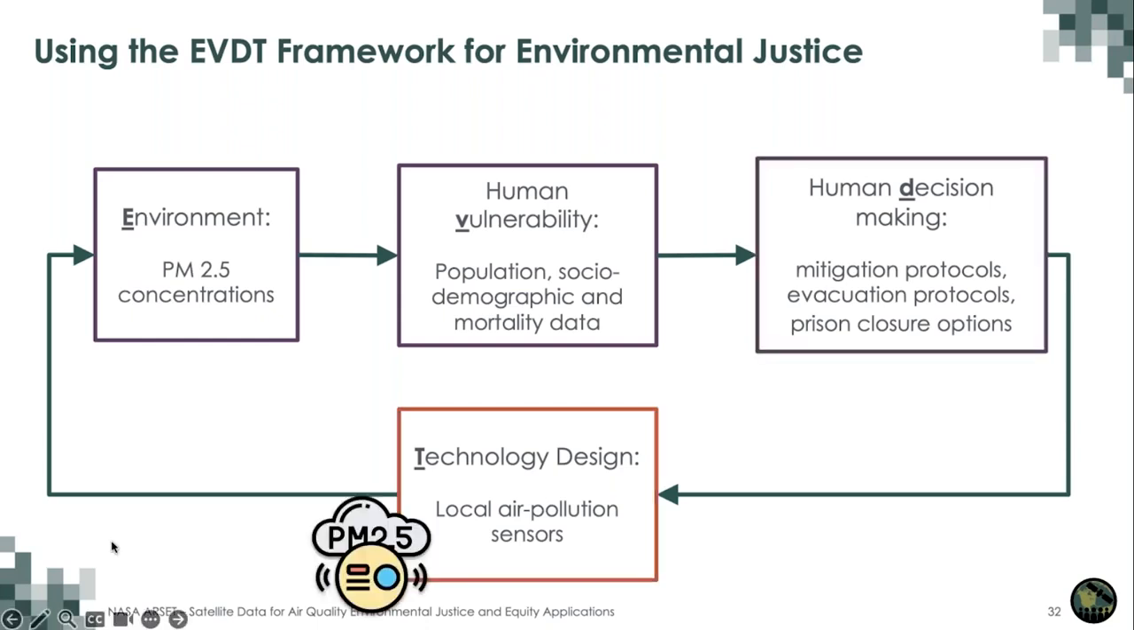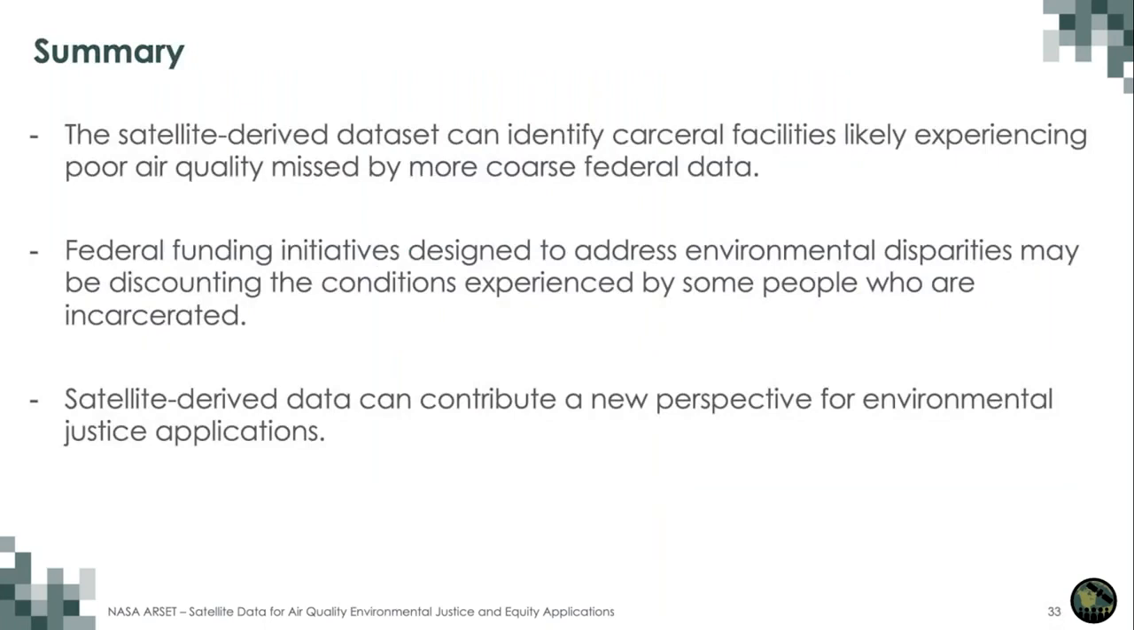And lastly, in the technology design module, which we don't always use, in this case, we might discover that to improve a decision, we might want more higher quality, localized air pollution data and might want to consider something like air pollution sensors or an airborne campaign, et cetera. But this isn't always the solution, as technology doesn't always improve the pursuit of environmental justice outcomes.